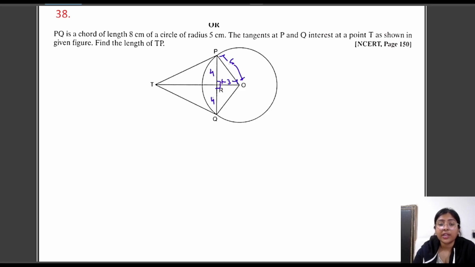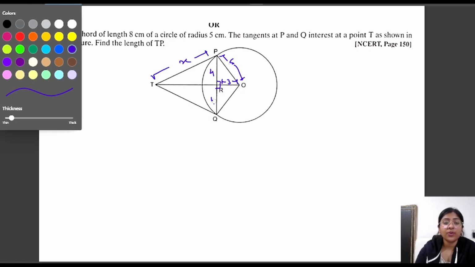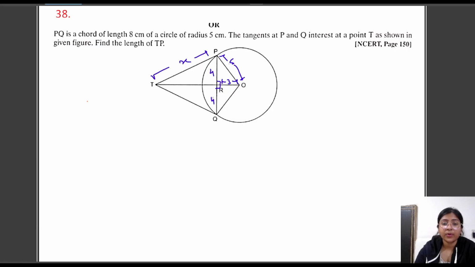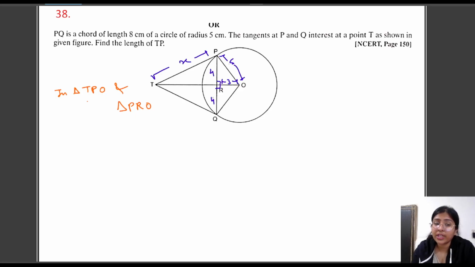Okay, we need to find the length TP. Let the length TP be x. We need to find the value of x. Now, your focus is on two triangles. See the bigger triangle TPO. In triangle TPO and triangle PRO, can you see these two triangles? We need to prove these two triangles similar. For that we have three criteria. Either we can prove it by AA, SAS or SSS. We have three criteria to prove two triangles congruent or similar.